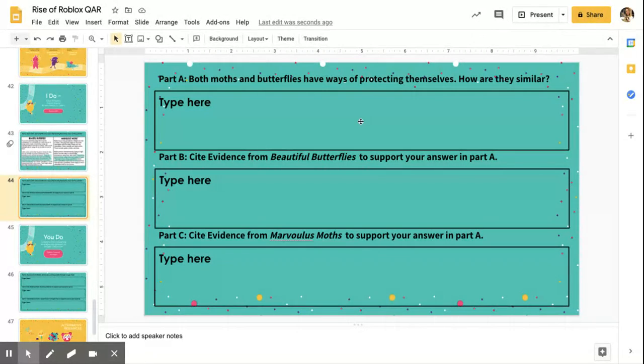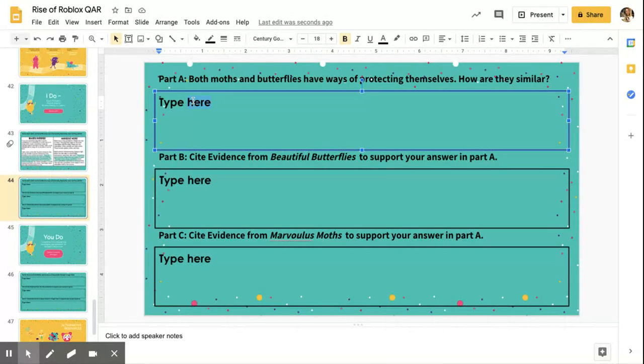How are they similar? So here, I want you to think about the R-A in wrap. That's what I want you to think about here. R, we know stands for restate. A, we know stands for answer. So that's what I want you thinking about here.